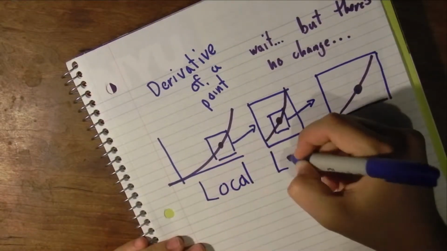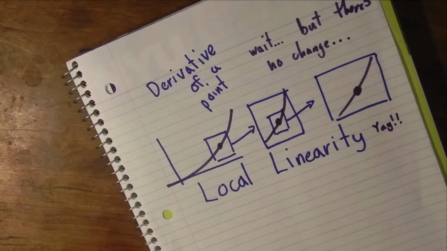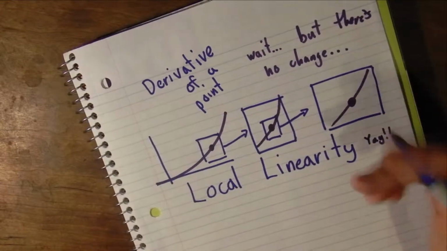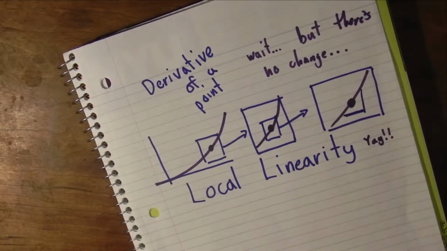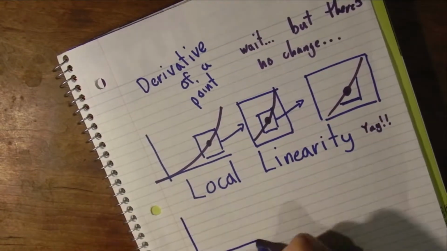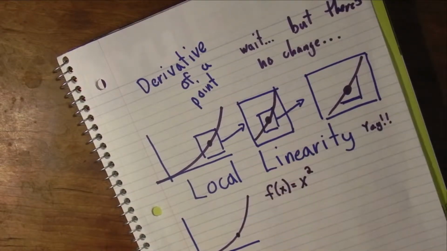Zooming in on a point like this on a curve is called local linearity. It's the idea that if you zoom in enough on a curve, then you have a linear line, which you can take a slope of and therefore find the derivative. Let's look at an example of this with a quadratic function. f(x) = x squared.